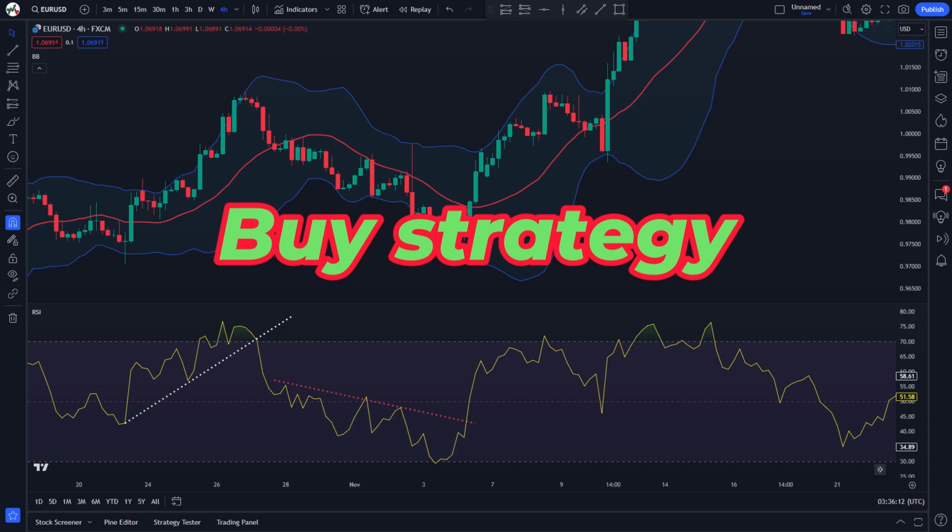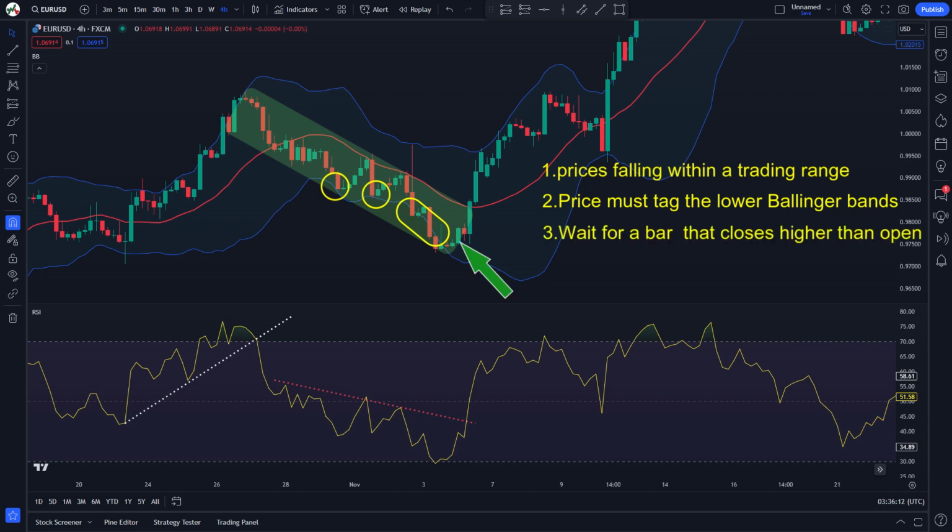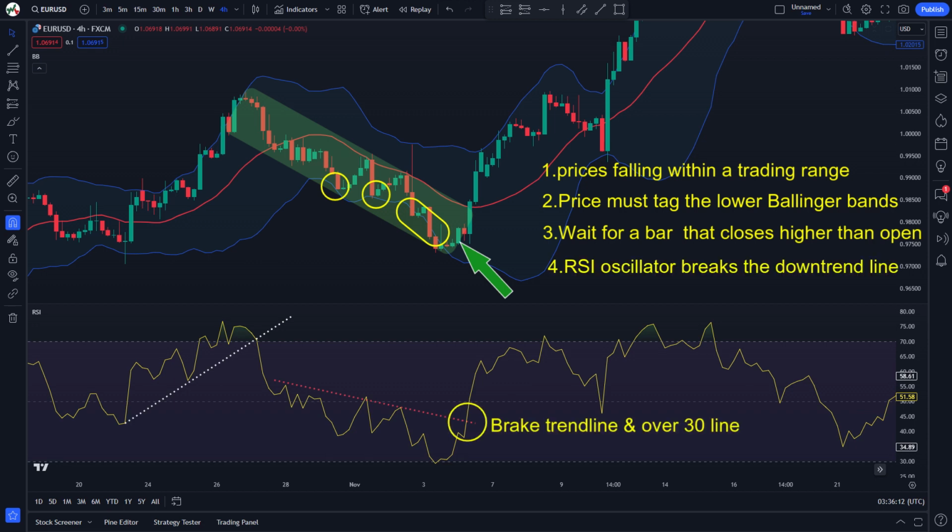Buy trading strategy. First, price is falling within a trading range. Second, the price must tag the lower Bollinger Band. Third, wait for a bar that closes higher than open. Fourth, the RSI oscillator breaks the downtrend line and goes above the 30 level as an oversold signal. Open buy trade.